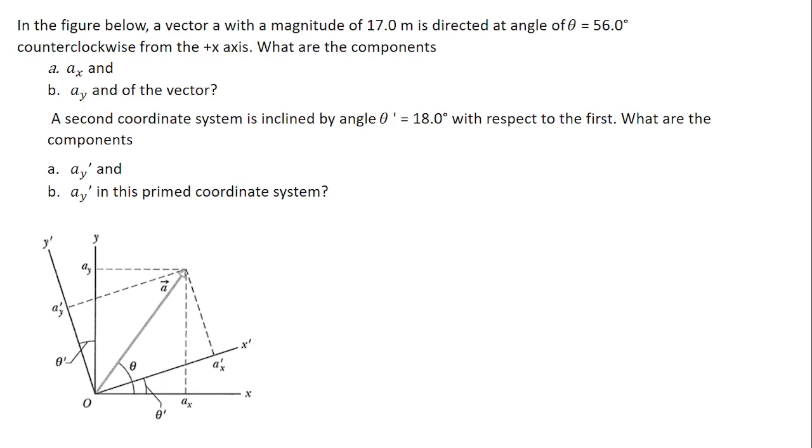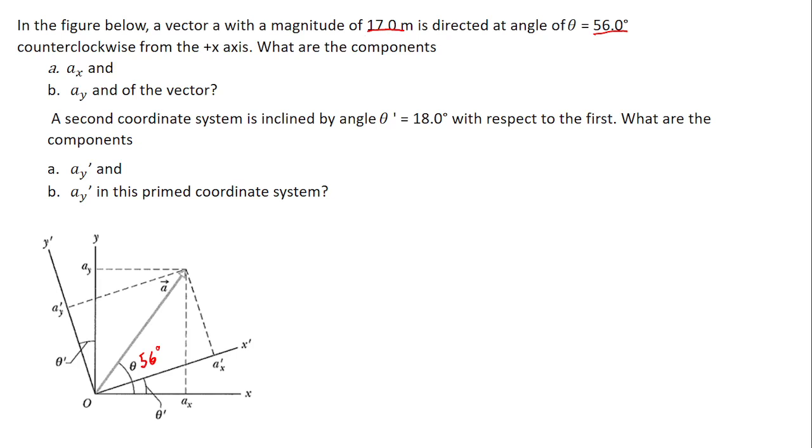Okay, so my first question in today's class is, in the figure below, a vector with a magnitude of 17 meters. So we have the magnitude of 17 meters. That's the first information. It is directed at an angle of 56 degrees. So we have this angle here, which is simply 56 degrees. And then counterclockwise from the x-axis, what are the components?